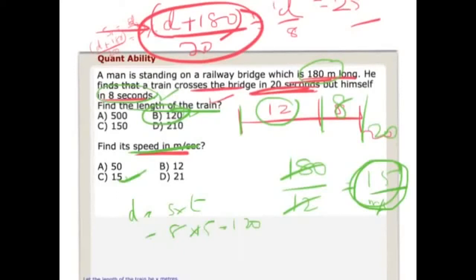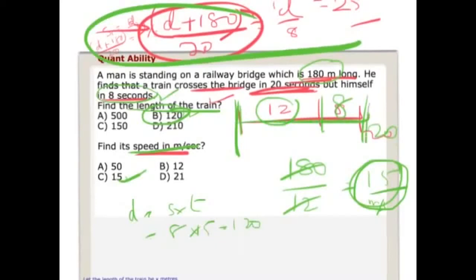So what I've done is, rather than using my formulas, I'm using common sense. Total time taken was 20, which was to overtake the bridge and the man. The man takes 8 seconds, so the bridge has to be 12 seconds. 180 meters is done in 12 seconds. So speed will be 180 by 12, which is 15 meters per second. Once I get the speed, I get the length from here: 8 seconds for the train to overtake the man. So 8 into 15, 120.